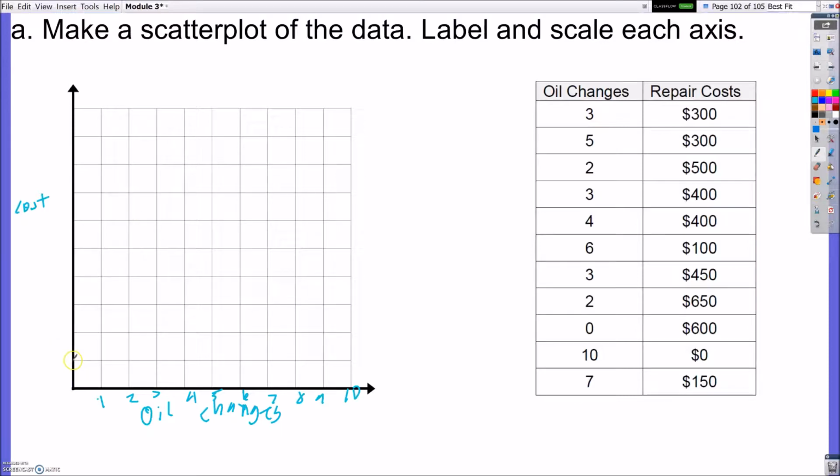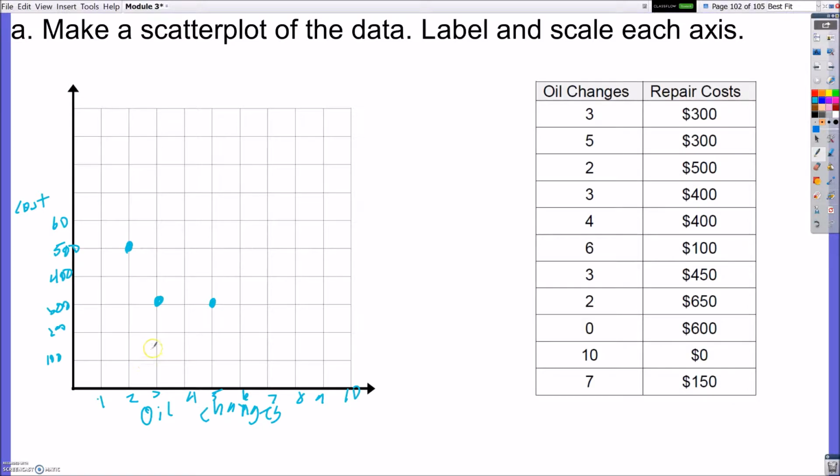And then we would have our values. My highest is 600, so I'm going to go up by 100 on each one of these. Once you're done labeling it, I want you to go ahead and plot all these points here. I'll help you out with a few. So 3 oil changes would be 300. 5 oil changes would be 300. And you can just continue plotting them down in here.